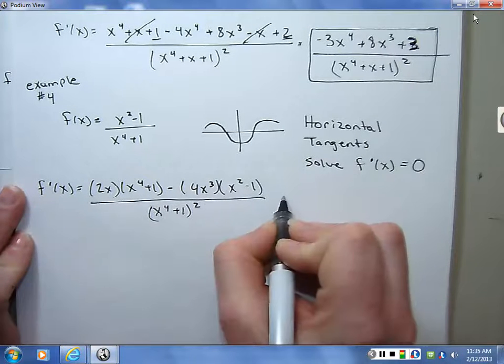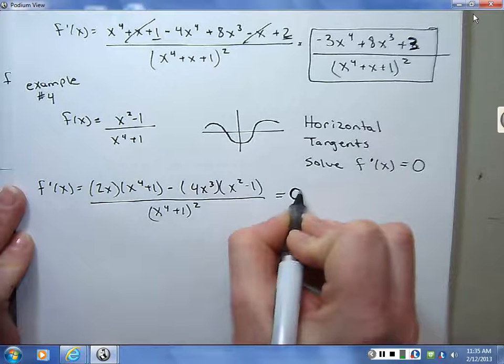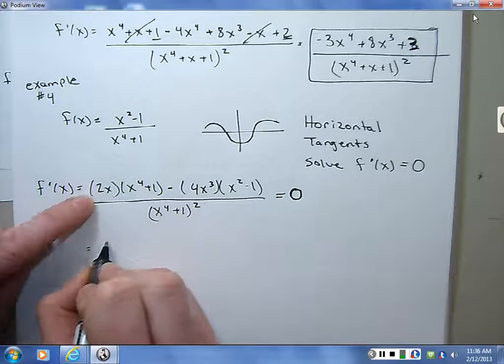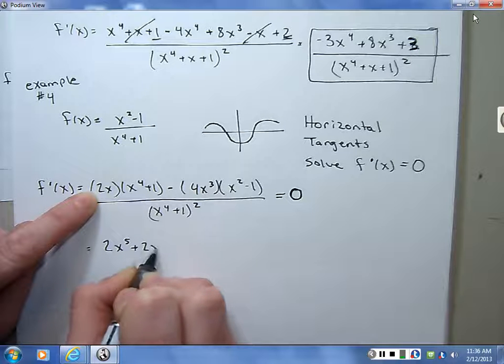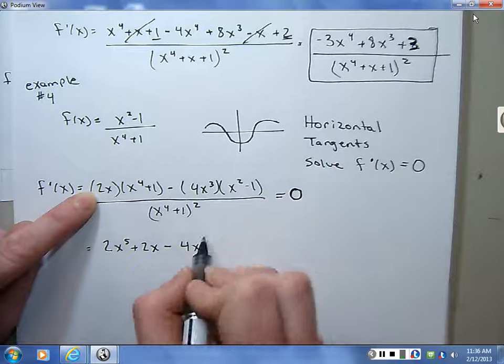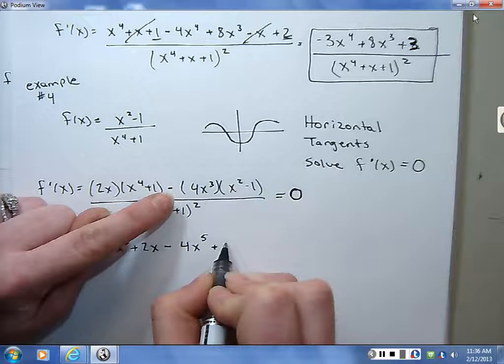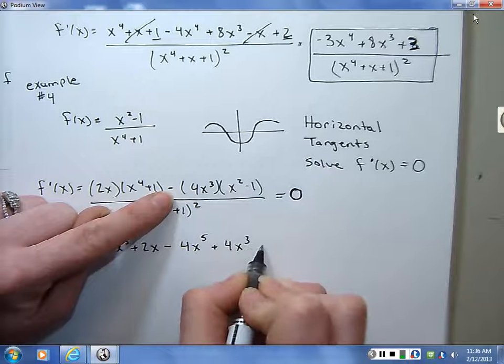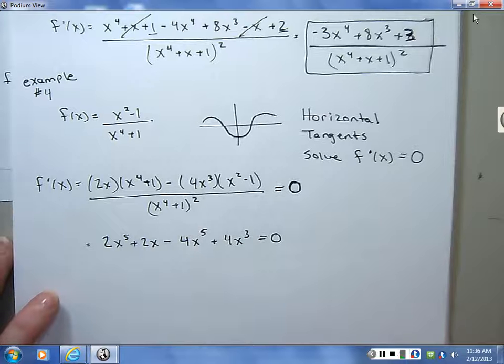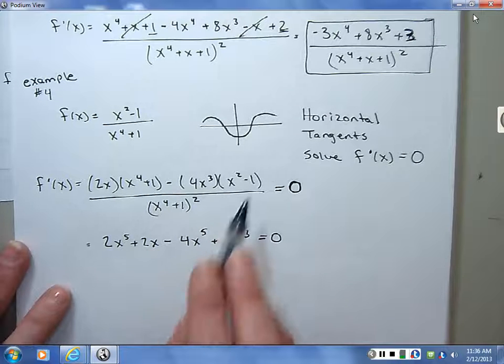So I want to set, when does this equal 0? The denominator can never equal 0, so the numerator has to equal 0. So we're looking for, when does this, 2x to the 5th plus 2x minus 4x to the 5th plus 4x cubed, equal 0? Right? Does everyone follow algebraically? Negative, positive, positive.